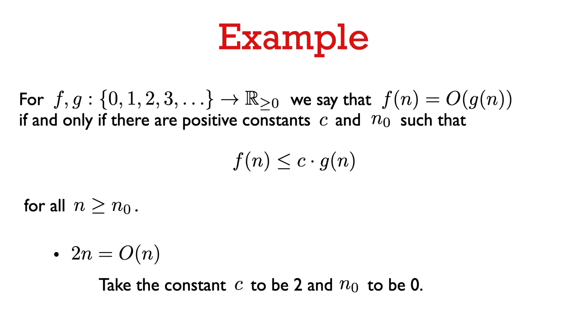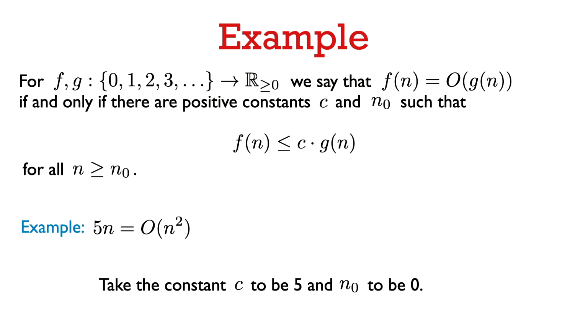So let's look at some examples to get a handle on this definition. So the first example, we can see that 2 times n is order n. So if we let c be 2 in the definition, then we have that 2 times n is at most 2 times n for all n. So in this case, we can plug into the definition c is 2 and n naught is 0. So we can also see that 5n is order n squared. So of course 5n is always at most 5 times n squared. So in the definition we can take c to be 5 and n naught to be 0 again.